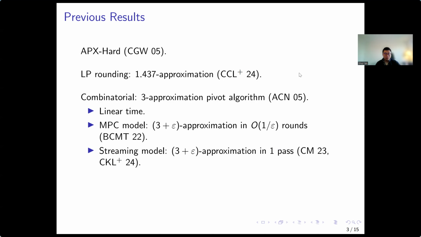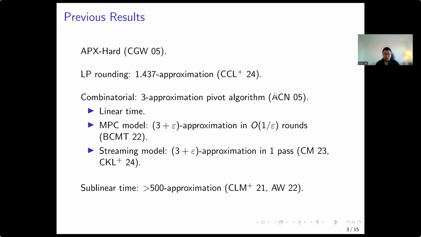Recently, people found that it can also be implemented in a massively parallel computation model. In constant rounds, we can achieve a 3 plus epsilon approximation. And it can also be implemented in a streaming model where we only have O tilde n space. In one single pass, we can achieve the same approximation ratio.